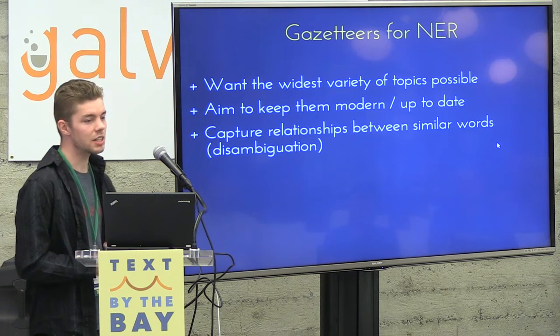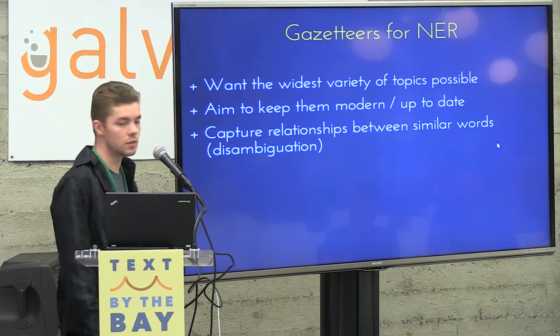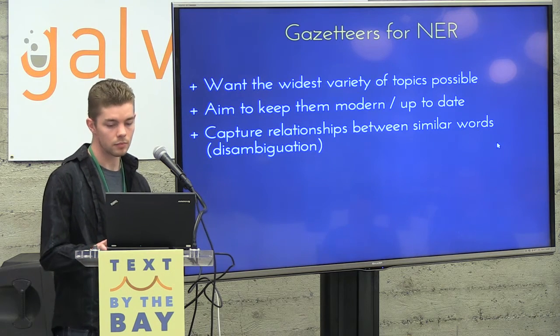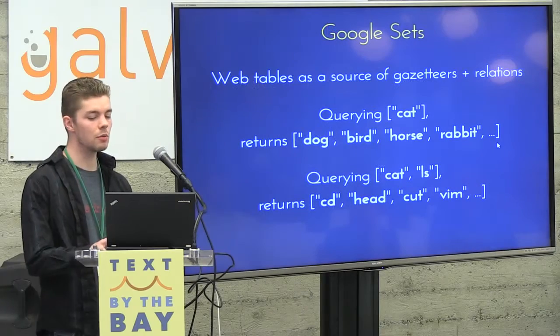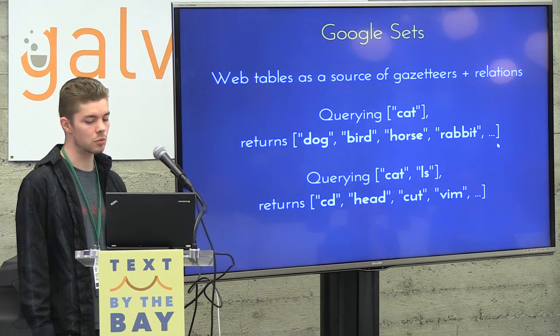And the third is we want to actually capture relationships between these similar words for disambiguation purposes. Many of you might have seen Google Sets from a number of years ago. It was a Google Labs project that is now sadly being deprecated. And the idea behind that was to use web tables as a source of gazetteers and relations.